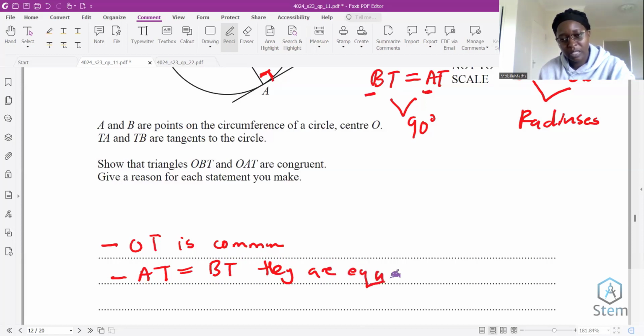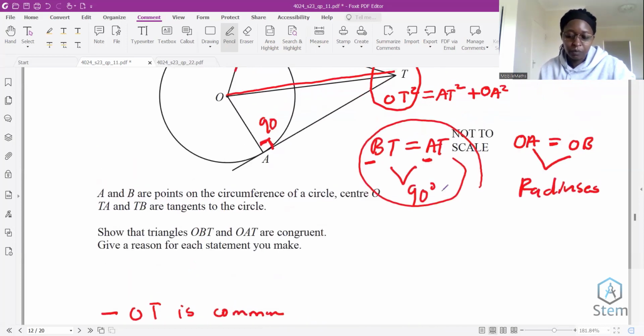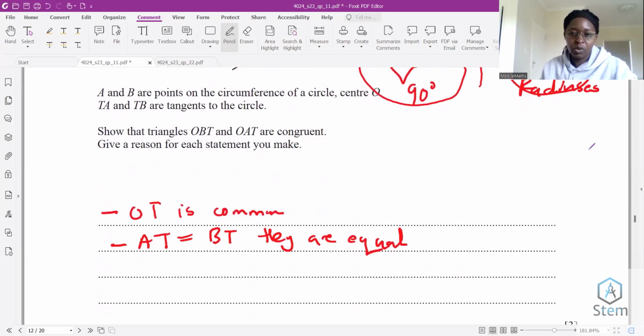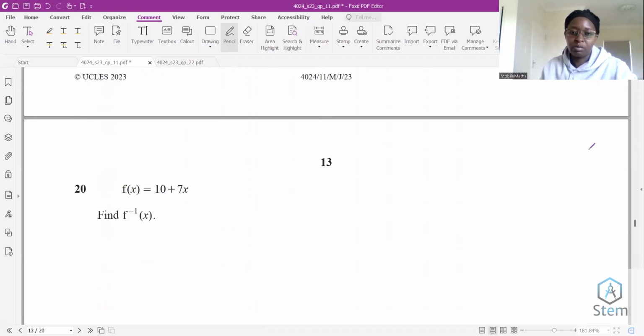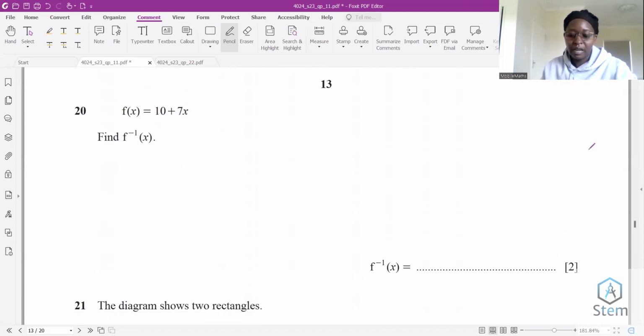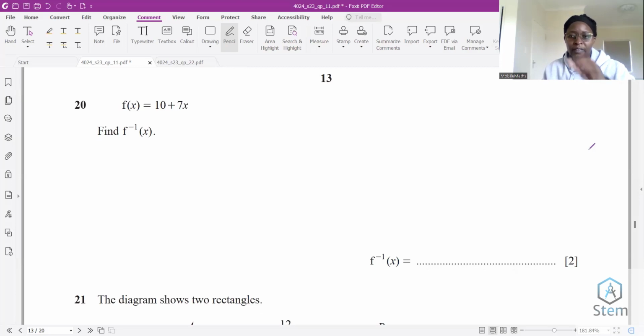Like what we have just derived here, they are equal. Okay, we say they are equal there. If you want, you can even use the radius and say the radius are equal. Then that's how you can give your statement that they are congruent. Okay, fine. Let's find the inverse of f of x there.